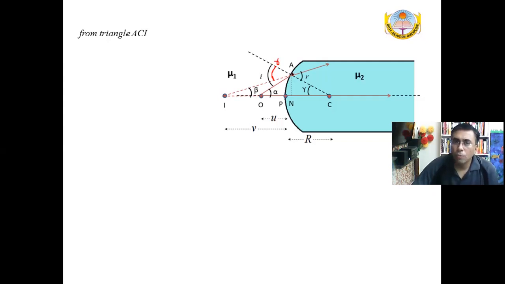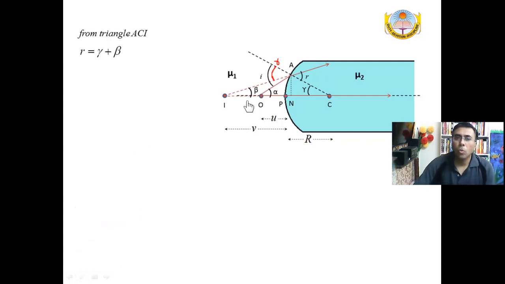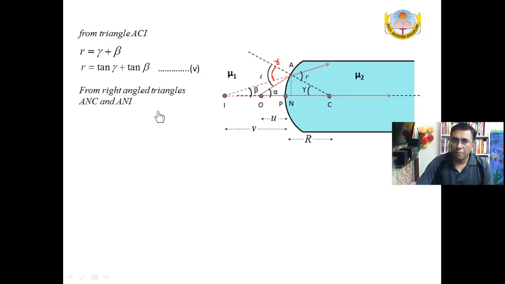Okay, so for triangle ACI, the exterior angle would be R, and the interior opposite angles would be gamma and beta. Now, R can be written as tan gamma plus tan beta, because gamma and beta are small angles, so I can replace gamma with tan gamma and beta with tan beta. This is equation number 5.